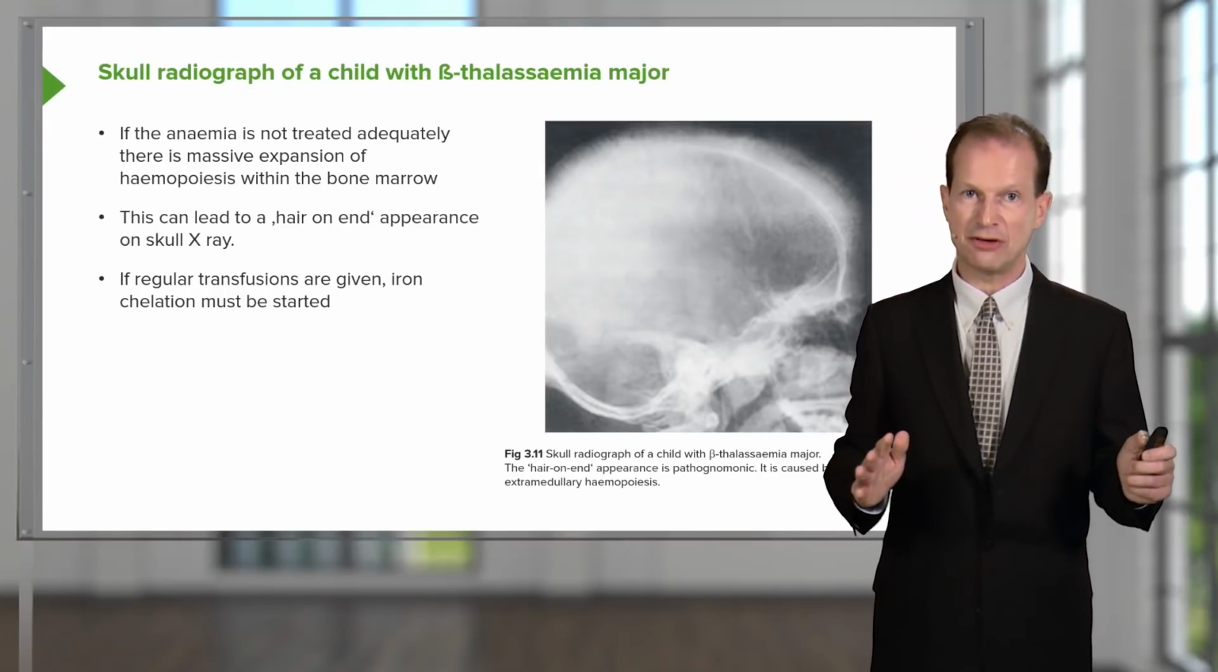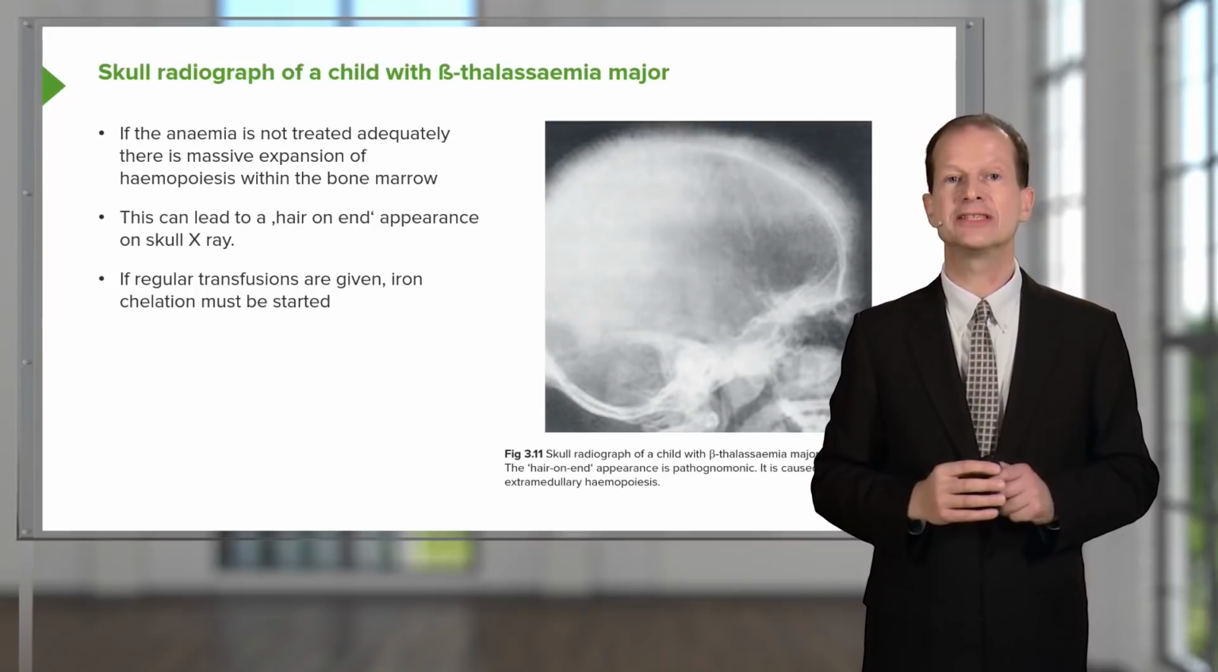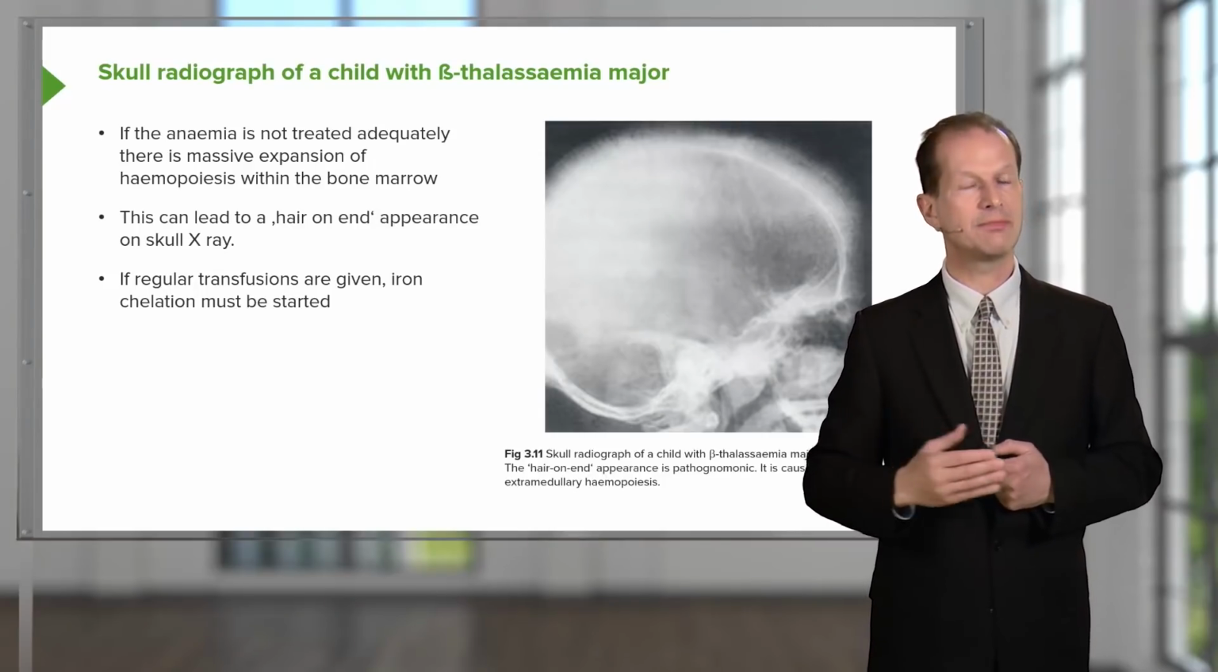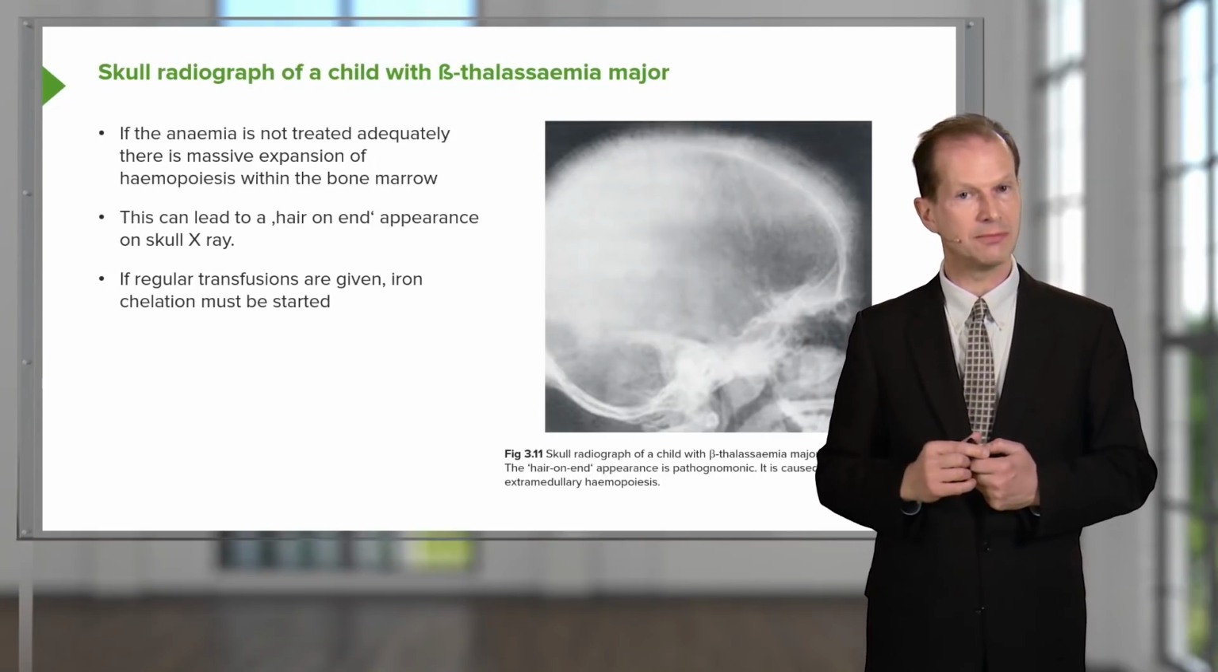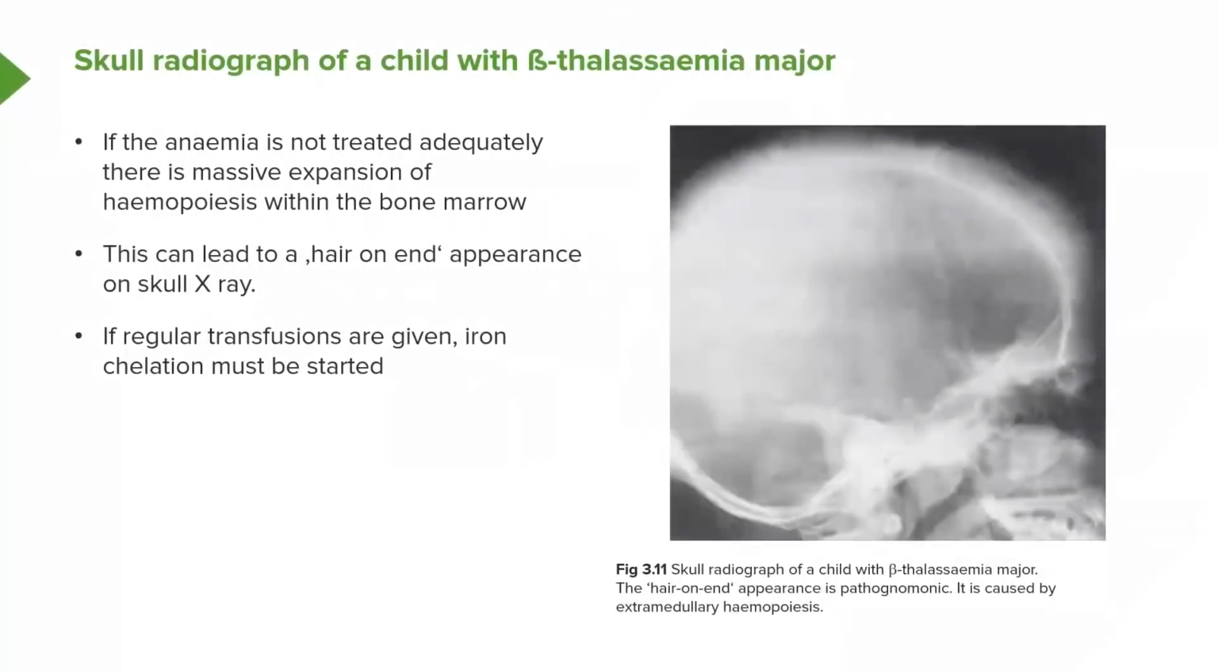Although transfusions are effective, one of the problems is they have a lot of iron in every blood transfusion, 200 milligrams. And so you must remove the iron through chelation. That can be given by desferrioxamine, subcutaneous injections, or through oral tablets.